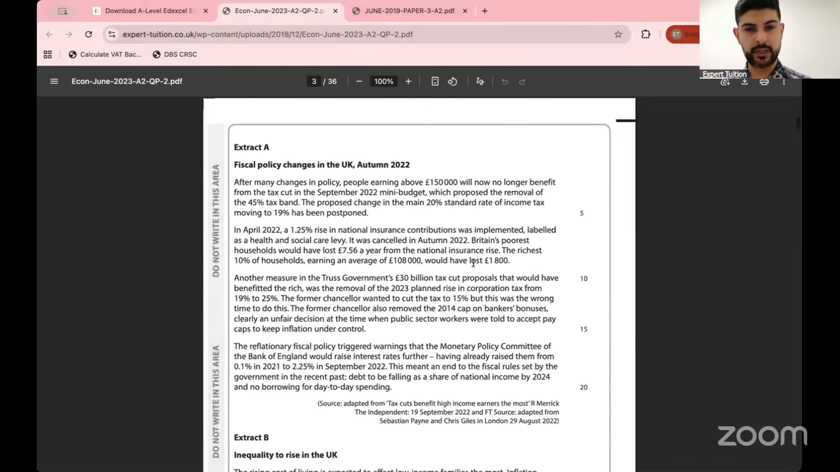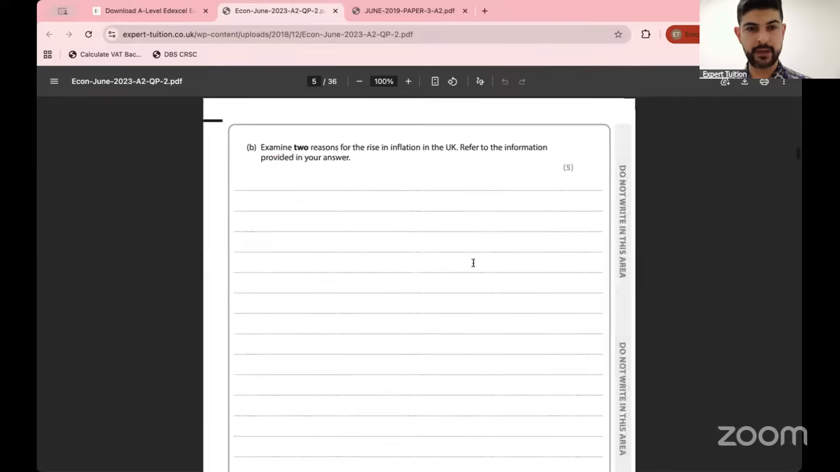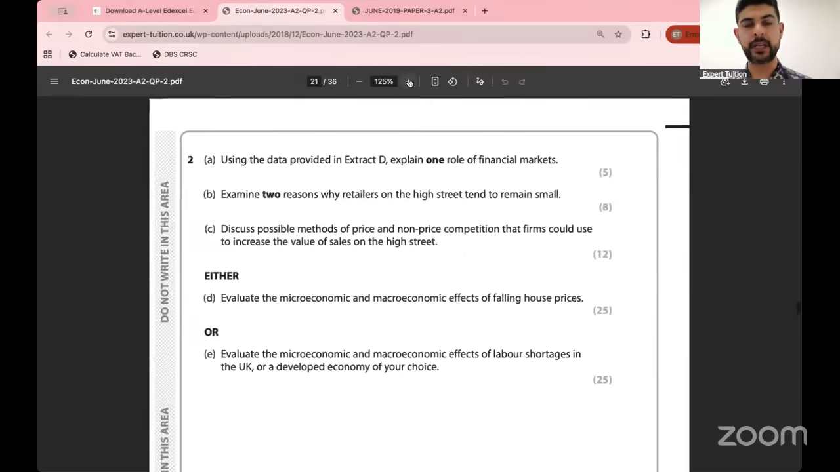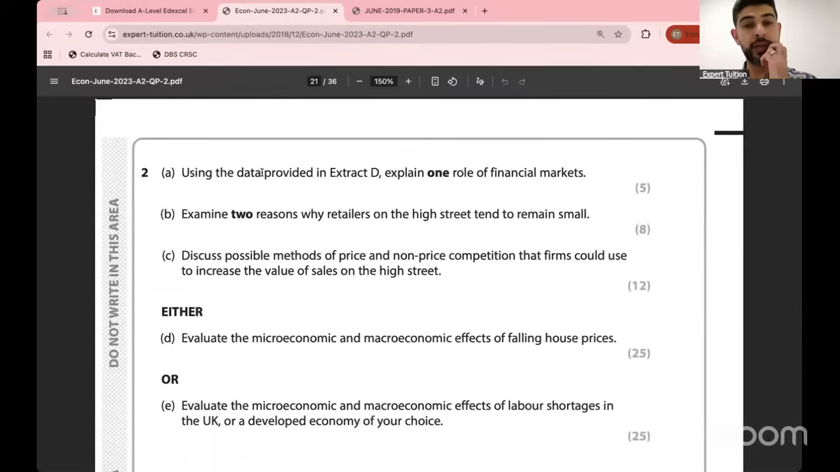And the question is to be or not to be. It says, examine two reasons why retailers on the high street tend to remain small. So in a nutshell, you want to find again reasons why firms are struggling to grow. Why is it that they're still pretty small firms and they haven't expanded beyond whatever their size is at the moment? Remember the list that I went through a second ago? Well, anything that results in lower barriers to entry would translate into new firms entering the market, and therefore the market is made up of smaller firms.